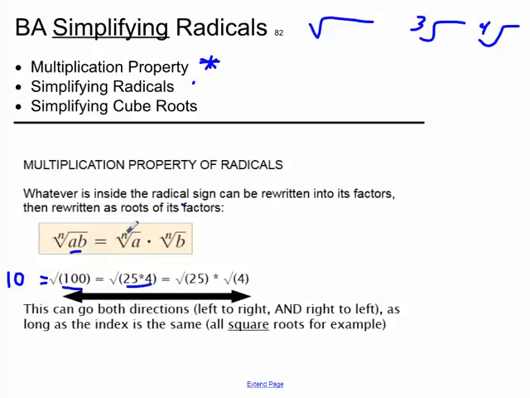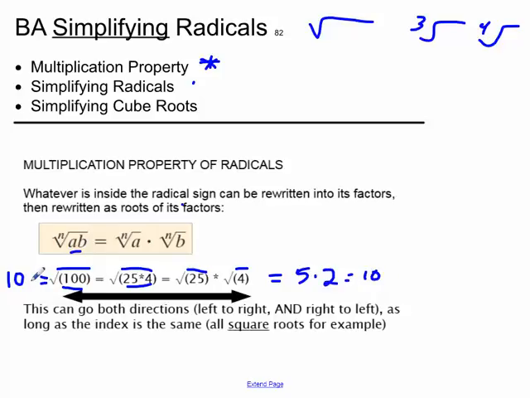Now, using this multiplication property, I'm going to take 25 and give it its own house. Remember, these guys have roofs over their house. The software doesn't do a good job with the square root symbol. But from here to here, all I'm doing is separating and conquering, really. 25 gets its own house, 4 gets its own house. Now, what's the square root of 25? The square root of 25 is 5. The square root of 4 is 2. And 5 times 2 gives us 10.